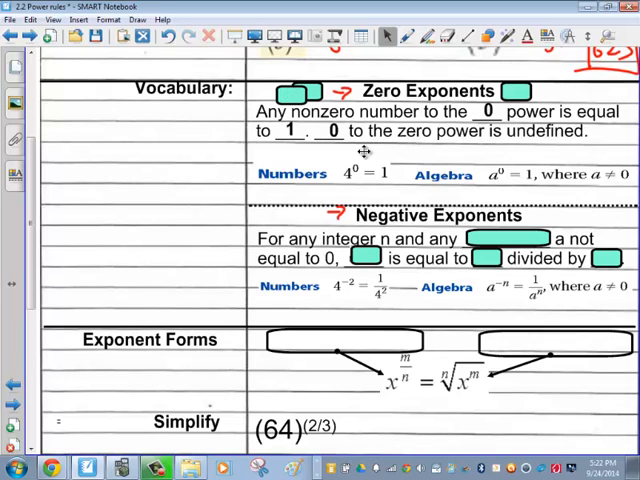So I got my numbers down here. 4 to the 0 power is 1. 5 to the 0 power is 1. Pi to the 0 power is 1. 1 trillion to the 0 power is 1. Okay? Anything to the 0 power is 1 when a is not equal to 0.